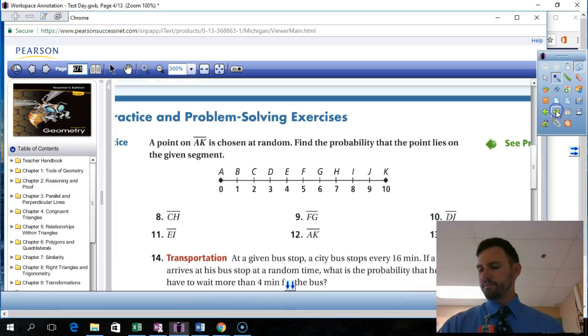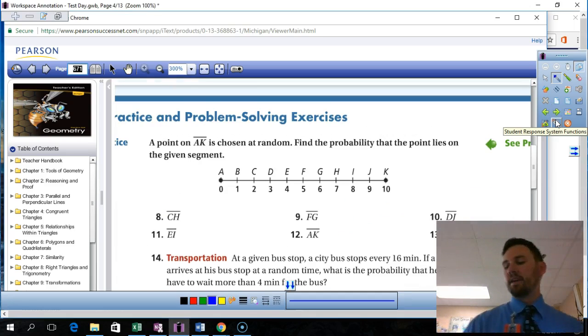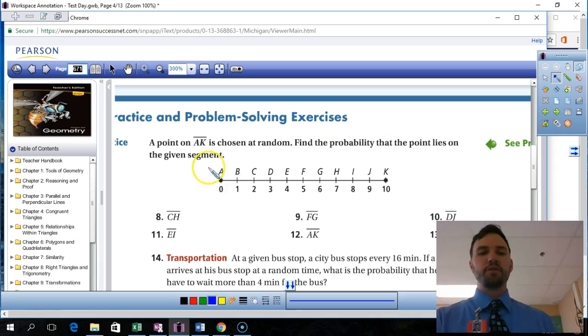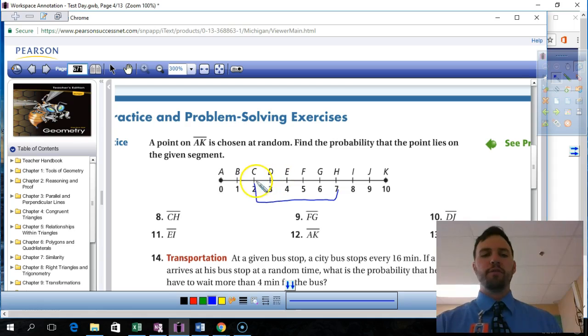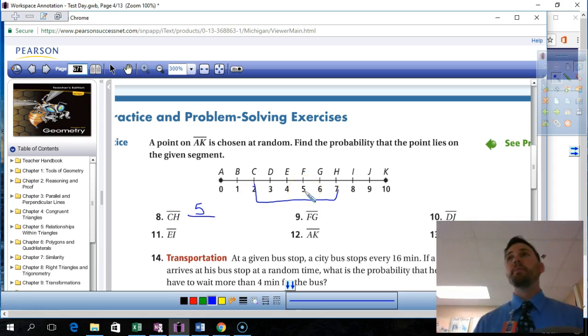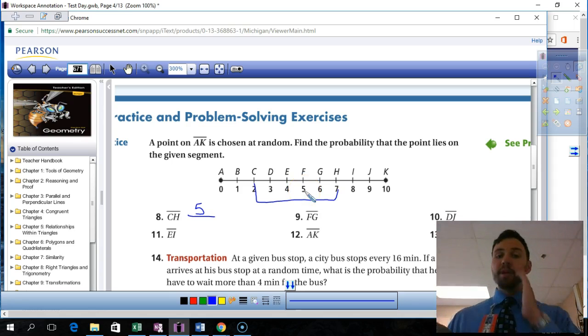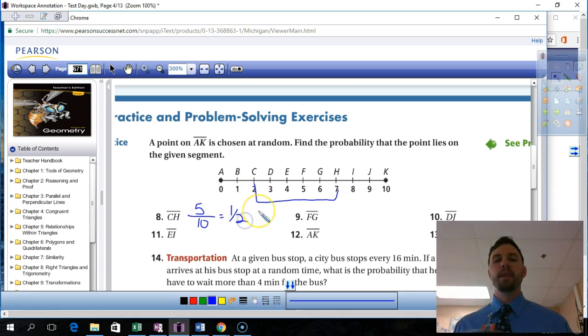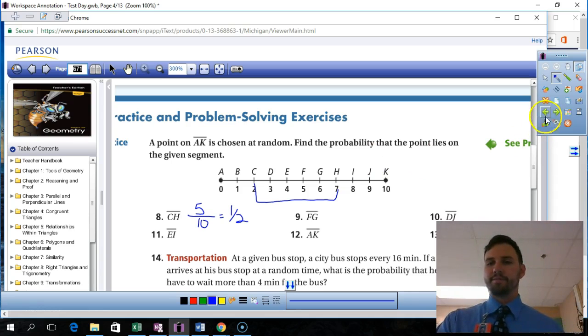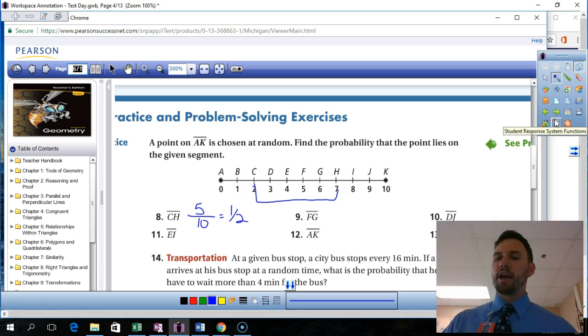Alright, we're booking it now. Next, we're looking at page 671, number 8. It says, what's the probability that if we drop an arrow, we get CH? We found how long CH is: 1, 2, 3, 4, 5. So there's 5 possible CH dropping locations. But remember, probability is always part over total. How many total spots are there? Well, there's 10. So it's 5/10 or 1/2 chance that we land on CH. Part over whole, count them.